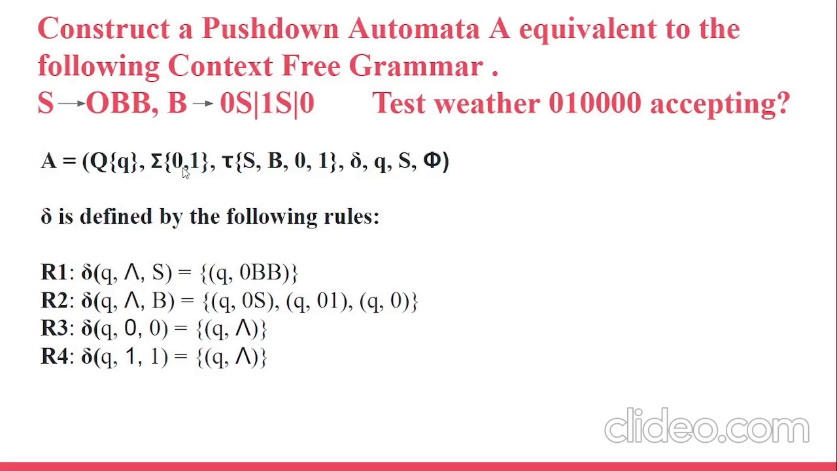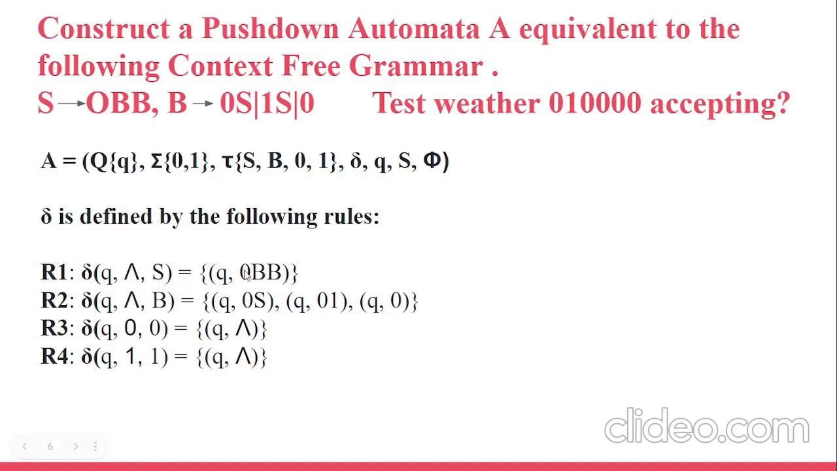The input set of symbols will be 0, 1. How do we represent the stack symbols? We will insert only S, B, 0 and 1 in the stack. And delta is the transition function. Q is the initial state, also the final state, and the start symbol I represents the end of the stack. Delta is defined by the following rules.